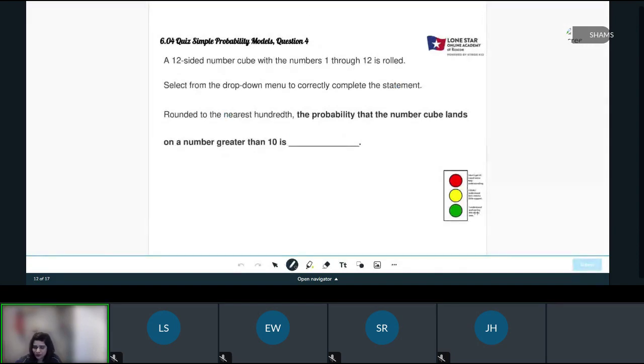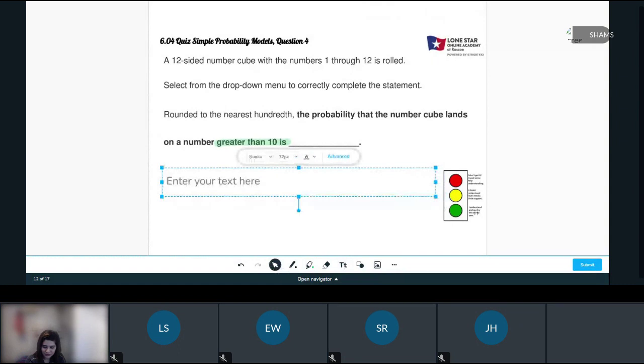So question 4, all 3 varieties were about a 12-sided number cube, right? And has numbers 1 through 12. And the question says we want to figure out the probability that the number cube lands on a number greater than 10. On a number greater than 10. Okay.